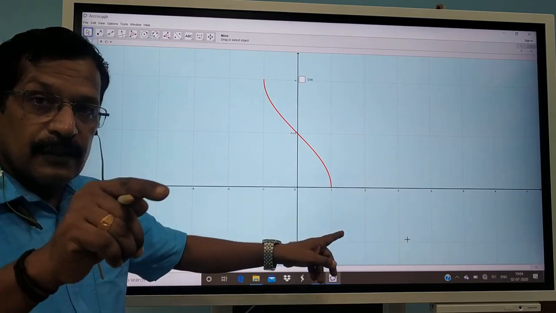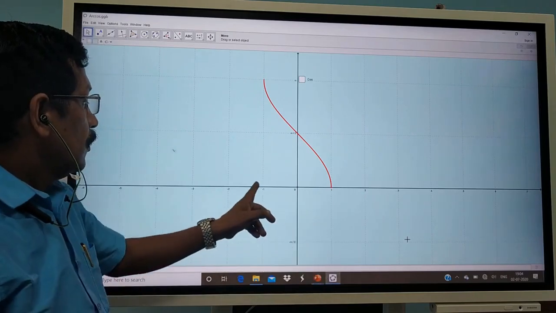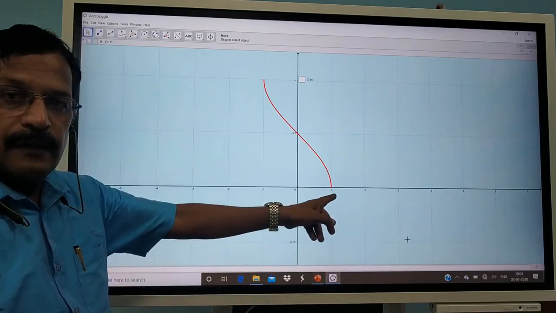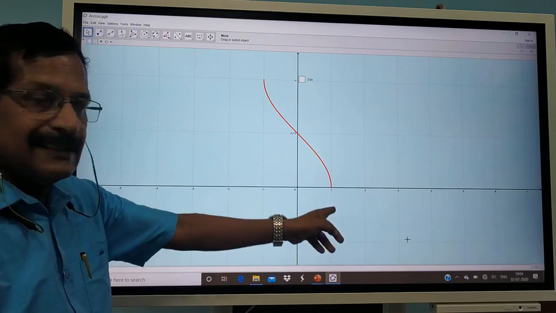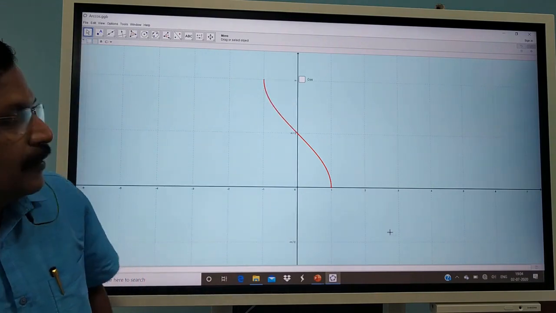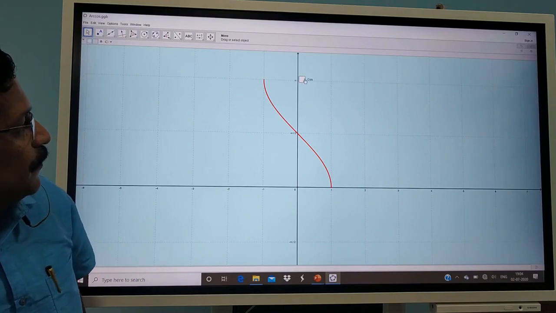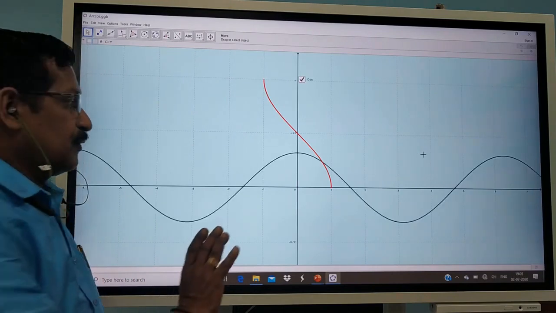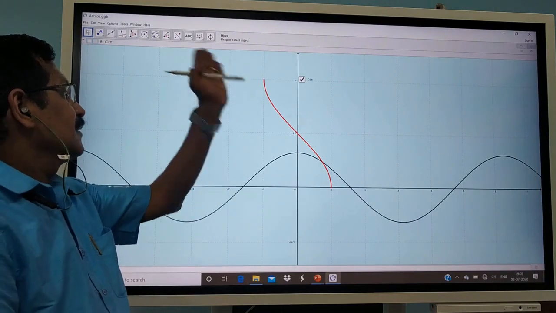Actually, the domain is minus 1 to plus 1 in the case of cos inverse, and the range is 0 to pi. Now, what will be the graph of cos? I am drawing the graph of cos also here. This is actually the graph of cos, and this is the graph of cos inverse.